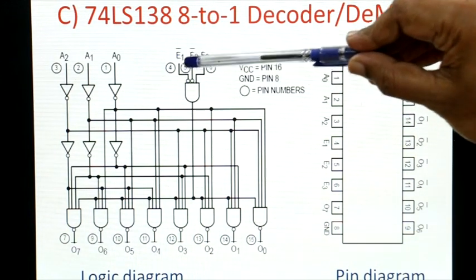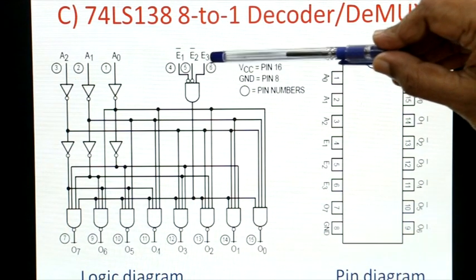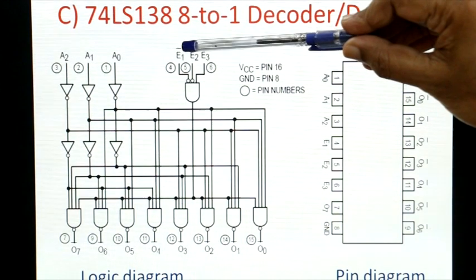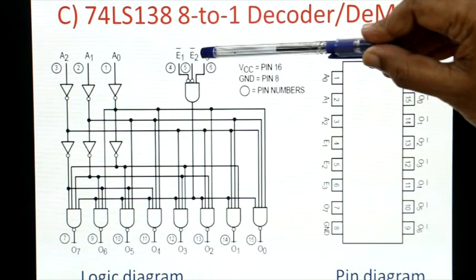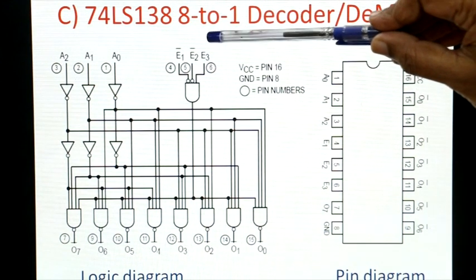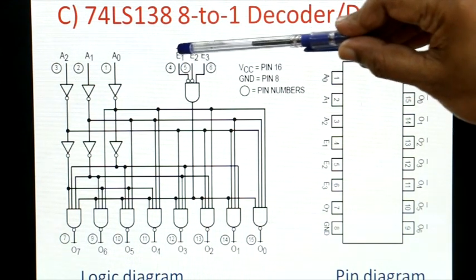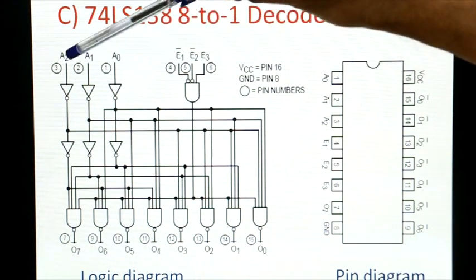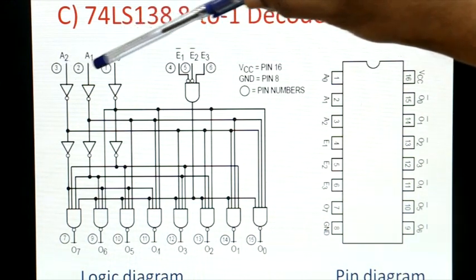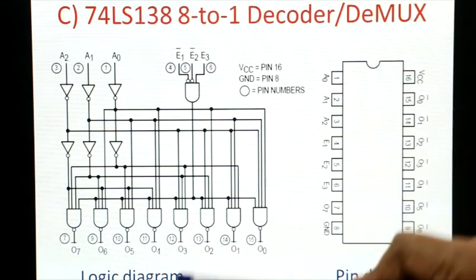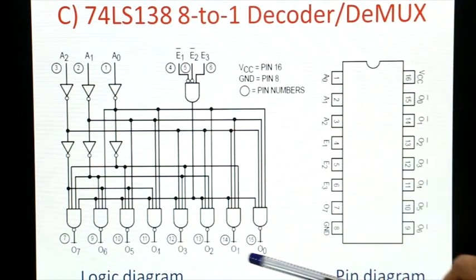For example, you have three enable inputs. So one is E1 bar, meaning to enable this it needs to be kept 0. E2 bar also needs to be kept 0, and E3 needs to be kept high. So if these are kept as 0, 0, 1, and then after that you choose whatever address you choose here, going from all zeros to all 1s, the corresponding output will be chosen.